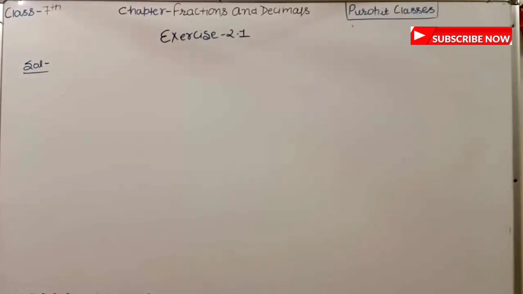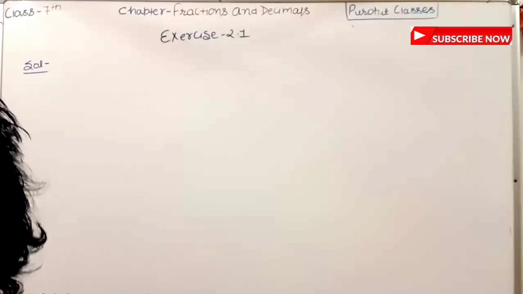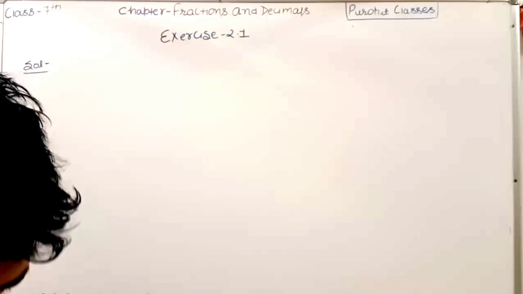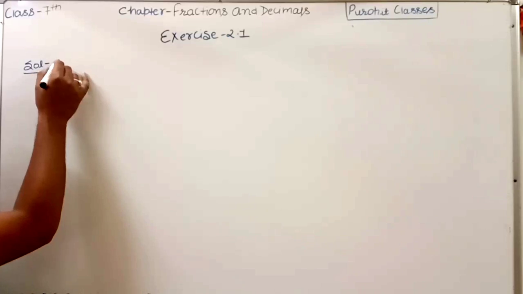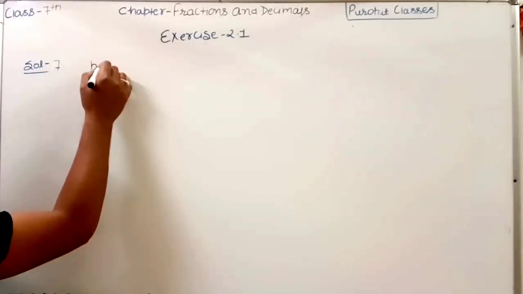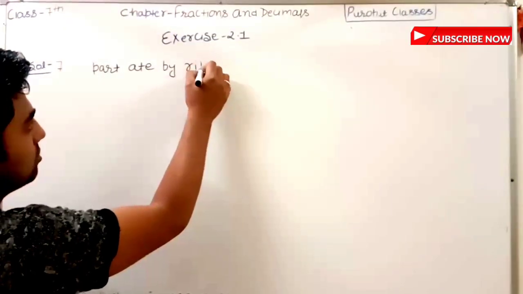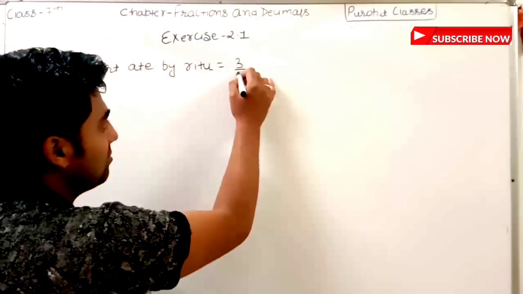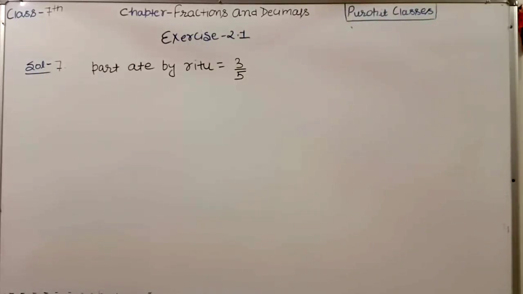So same thing is here. The question is talking about one apple, and it is saying that Ritu ate 3 by 5 part of an apple, and the apple will be represented by 1. Then the question says, let me write here, question number 7, part eaten by Ritu is 3 by 5. Okay, next information is the remaining apple was eaten by her brother.